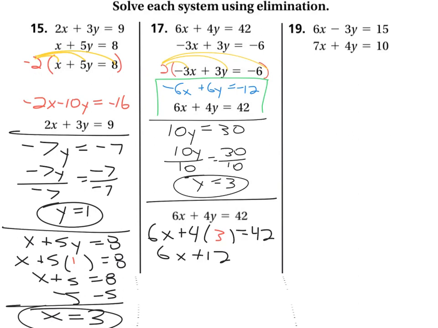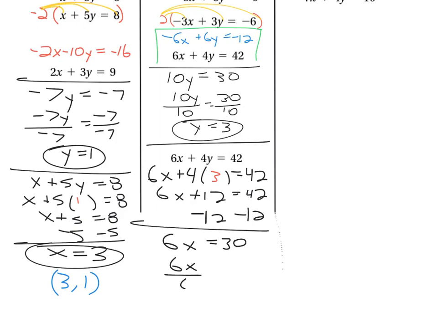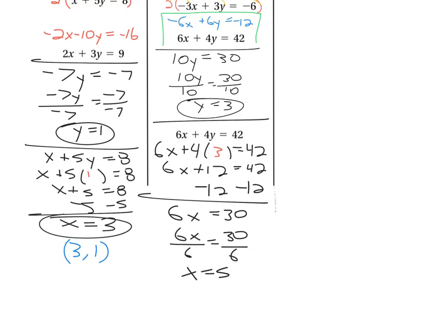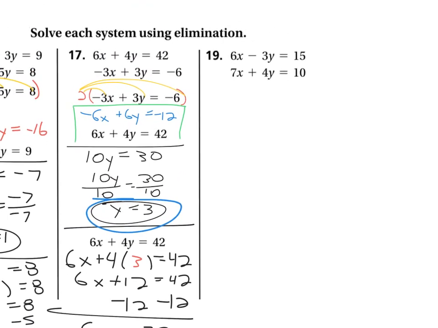Or 6x plus 12 equals 42. And subtracting 12, 6x equals 30. 6x divided by 6 equals 30 divided by 6. X equals 5. And now we have a set of coordinates: 5, comma 3. The y value that we got up there and the x value there. Yeah? So that's the solution for 17. Okay.